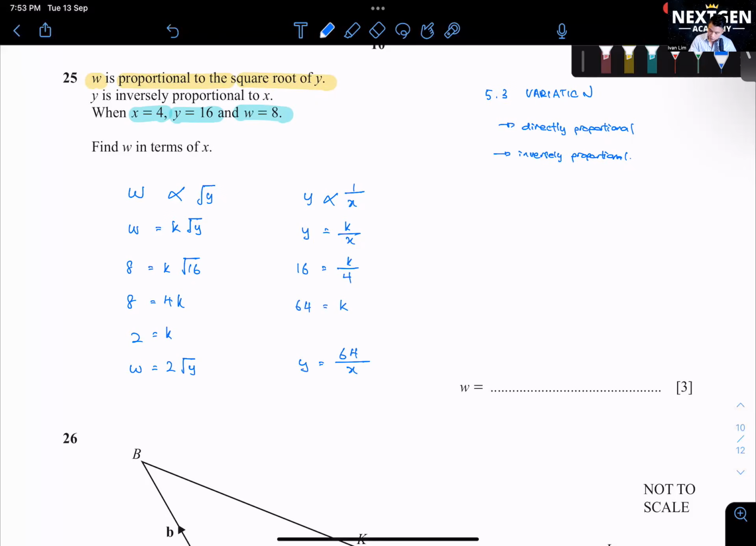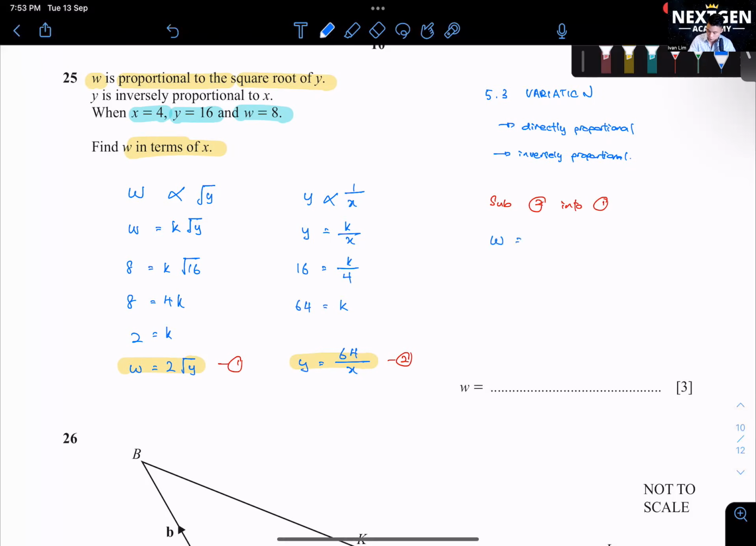Okay, now I got this equation 1 and equation 2. They say we want to find w in terms of x. That means I can substitute. Let's say this is equation 1, equation 2. I substitute equation 2 into equation 1.